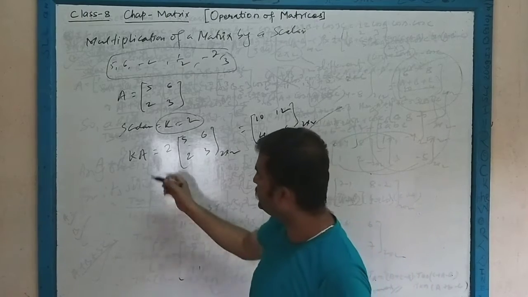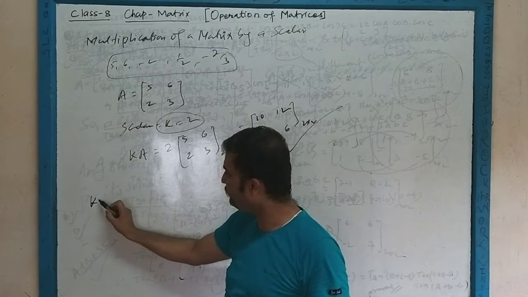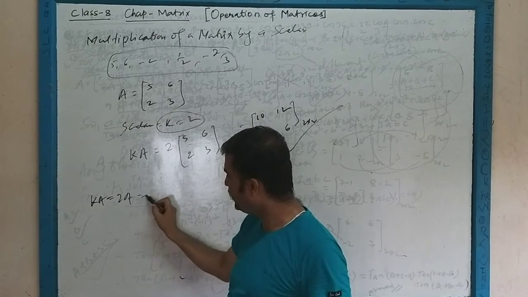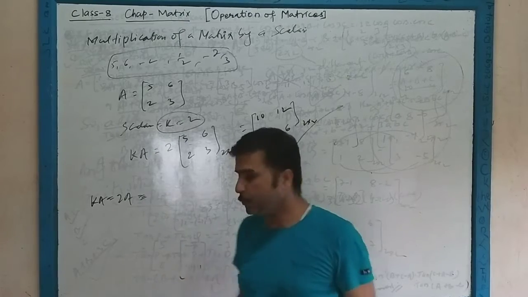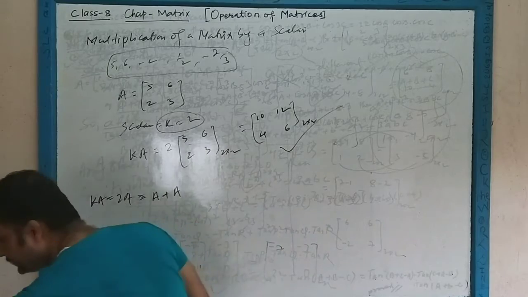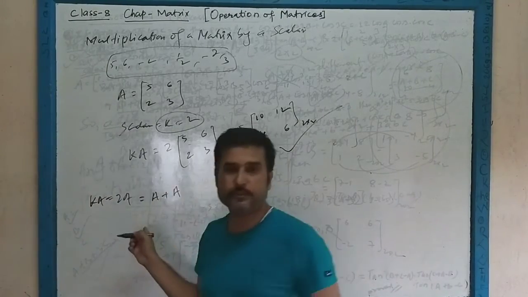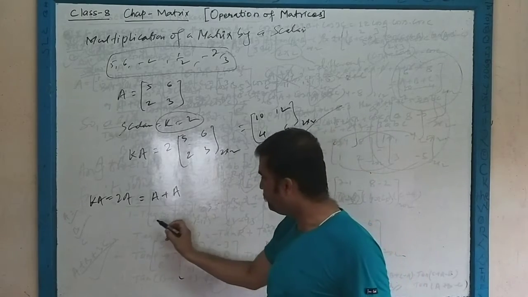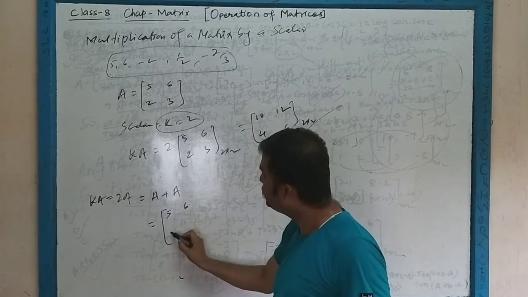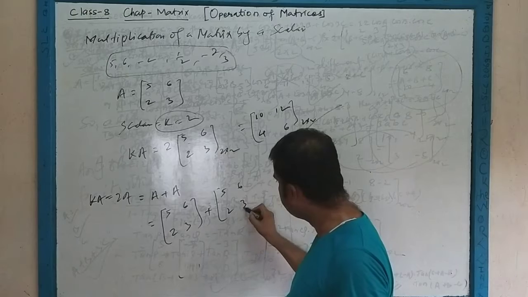Let's check. Suppose K is 2 here, so that means KA means 2A. Let's do it by another way. 2A means what? A plus A. 2A means A plus A. This I am doing just for verification. So what is A? A is 5, 6, 2, 3. And what is again A? It's 5, 6, 2, 3.